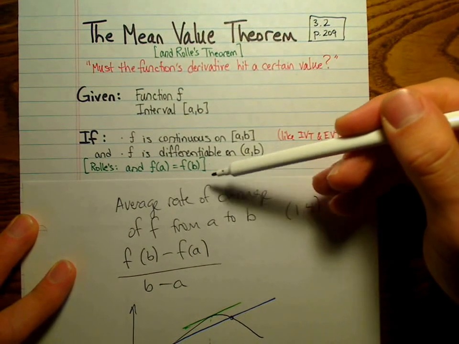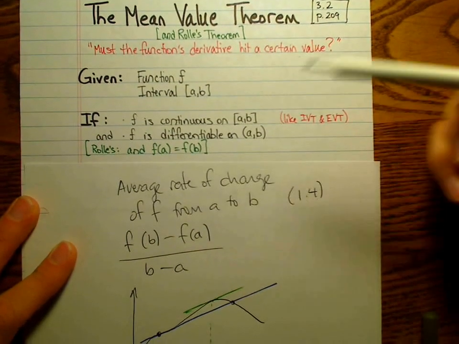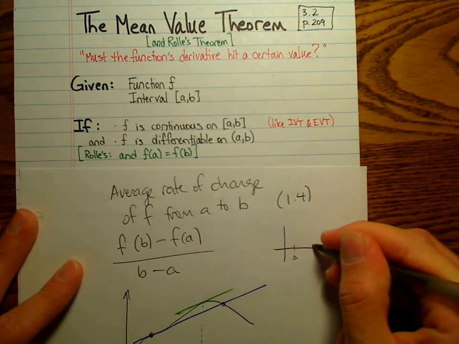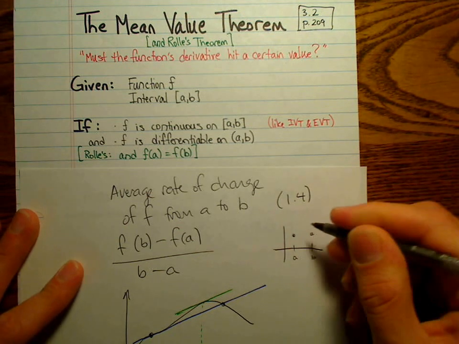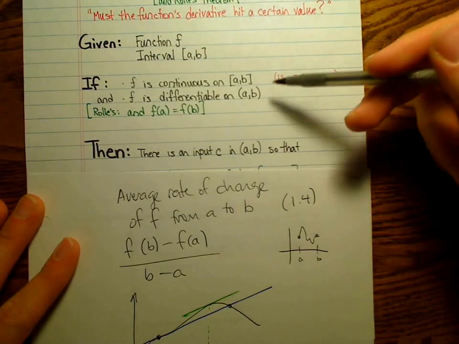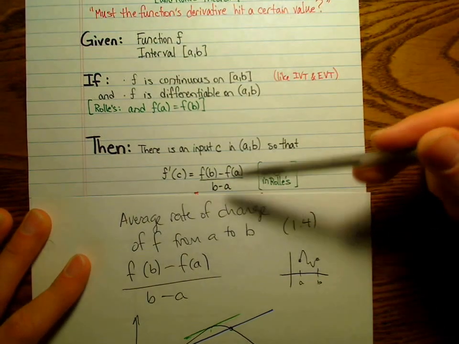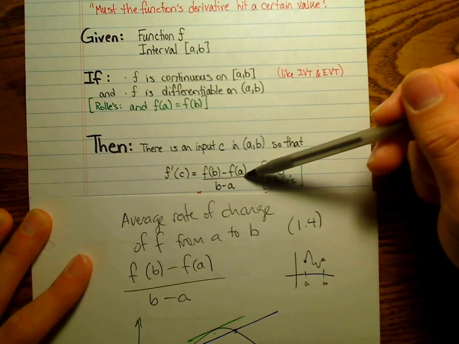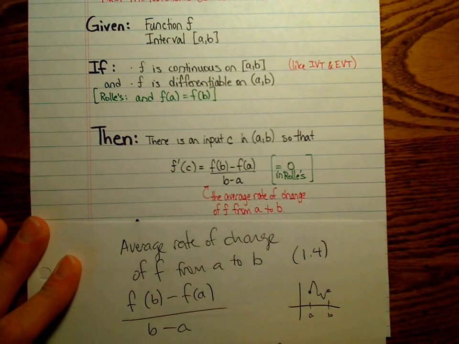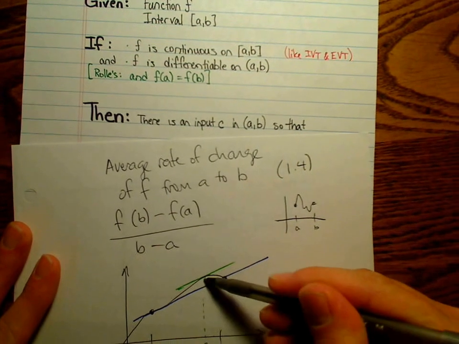And Rolle's theorem has this extra condition. Rolle's theorem also insists that f of A and f of B are equal to each other. That means your heights are the same. So, for example, for Rolle's theorem, we'd be looking at something like there's A, there's B. We'd be at the same height, and now the function does something in between. But if we have all that, then there's an input C in A, B so that the derivative at C has this value. So that is, like I said, the average rate of change from A to B. This is the C that the theorem guarantees there.